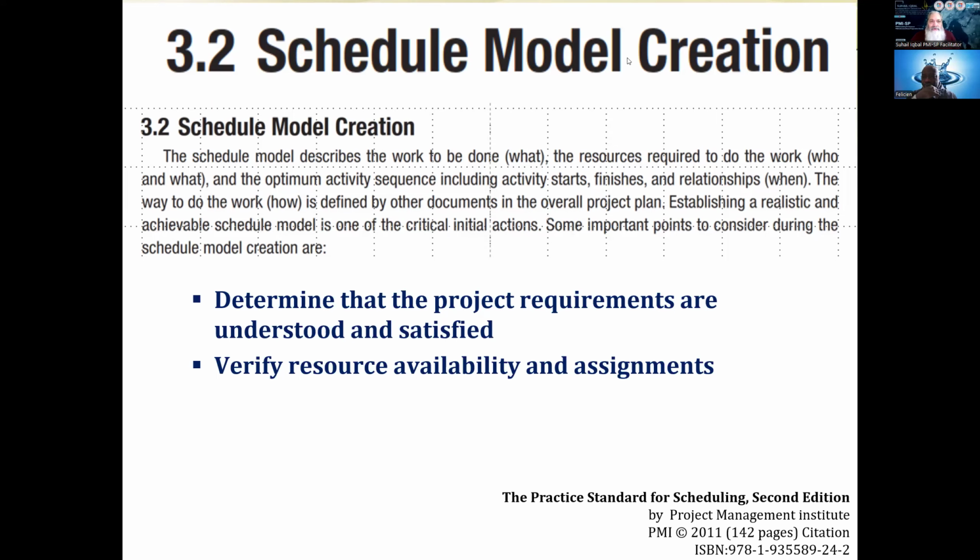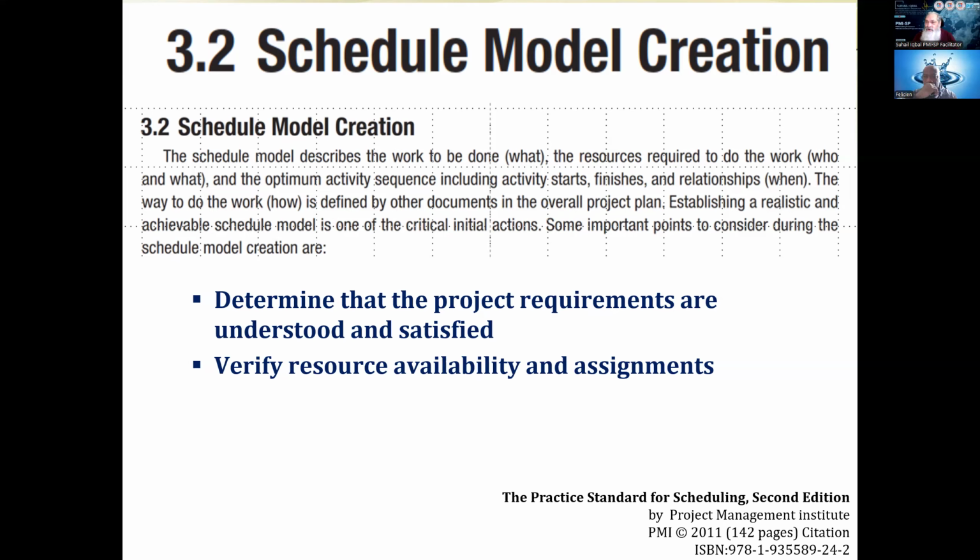Okay, so today we are continuing on with our third chapter, which is about schedule model creation. We had already talked about the basic structure of that. So this schedule model describes the work to be done, that is what, and the resources required, that is who and what, and the optimum activity sequence, including activity start, finish, and relationship, that is when something has to be done, and ultimately the way to do the work, that is how we are going to do it.